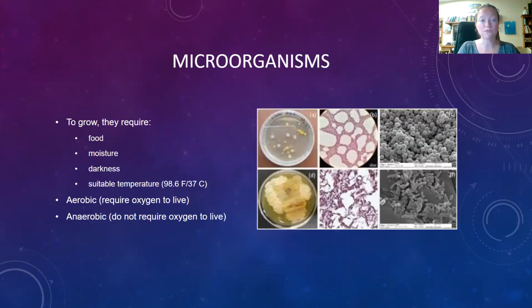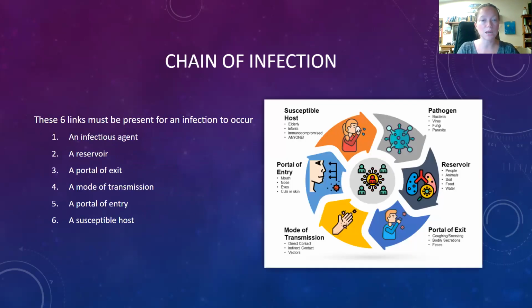Microorganisms or germs need a few things to be able to survive. They need food, moisture, darkness, a suitable temperature, and then some germs need oxygen and others do not. If they need oxygen to live, they're called aerobic, and if they don't need the oxygen, they're called anaerobic. And we'll talk a little bit more about this when we get into the chain of infection in a minute.